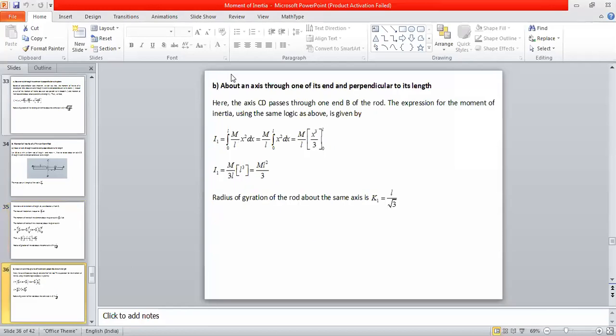Now for the same rod we want to calculate the moment of inertia about an axis through one of its ends, and perpendicular to its length. I have not drawn the diagram here, but it is self-explanatory from this statement. Now the axis is not passing through the center, it is passing through one of the ends, and again it is perpendicular to its length.